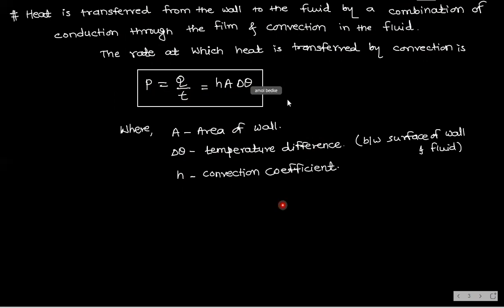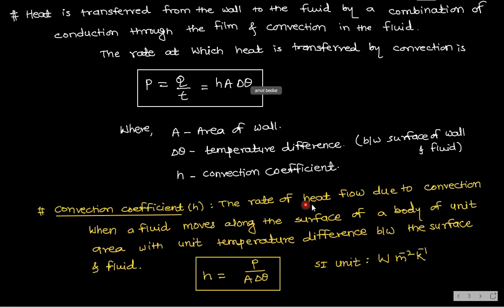What is this convection coefficient? It is the rate of heat flow due to convection when a fluid moves along the surface of a body of unit area with unit temperature difference between the surface and fluid. Here I have just changed the formula: h equals P by AΔθ, and its SI unit is watt per meter squared Kelvin, written as W m^-2 K^-1. Okay.